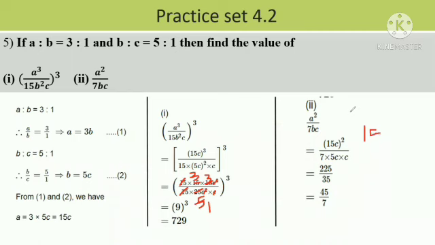After that, what we can do here is write 15 into 15 upon 7 into 5. So 5 ones are 5, 5 threes are 15, so 15 threes are 45, and the denominator is 7. So this is your answer of the second.